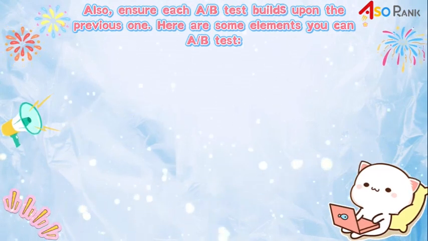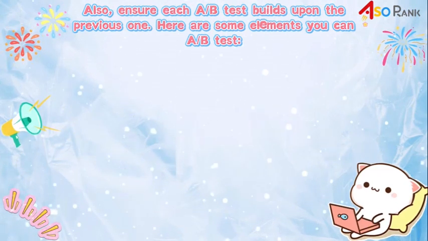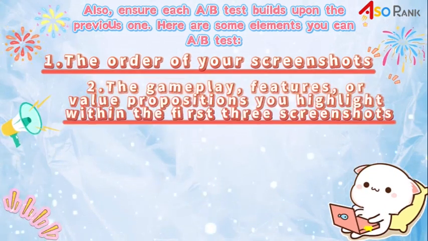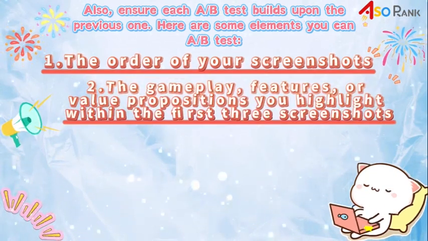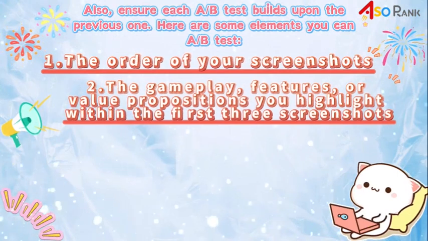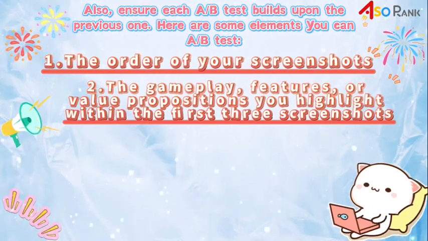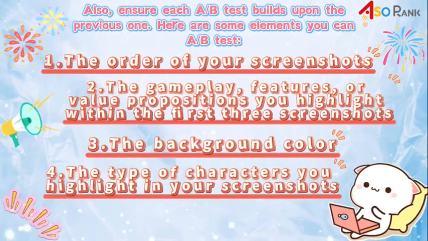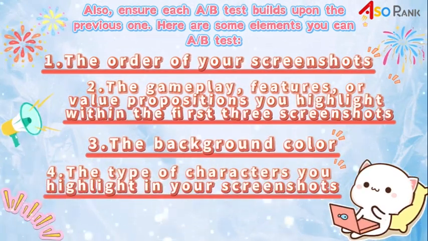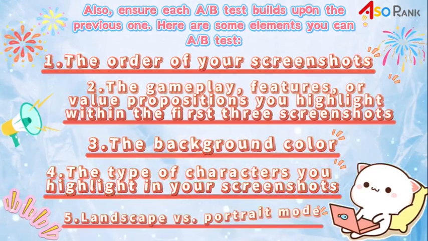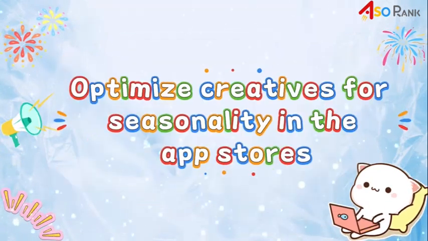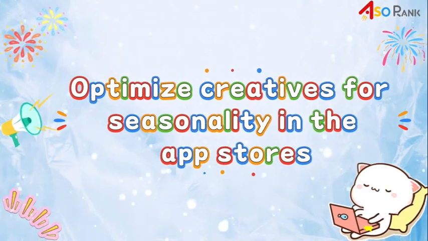Here are some elements you can A/B test. The order of your screenshots. The gameplay, features, or value propositions you highlight within the first 3 screenshots. The background color. The type of characters you highlight in your screenshots. Landscape vs portrait mode. Optimize creatives for seasonality in the app stores.